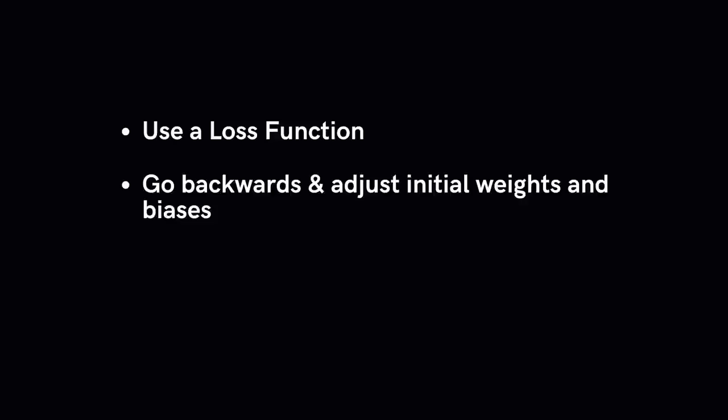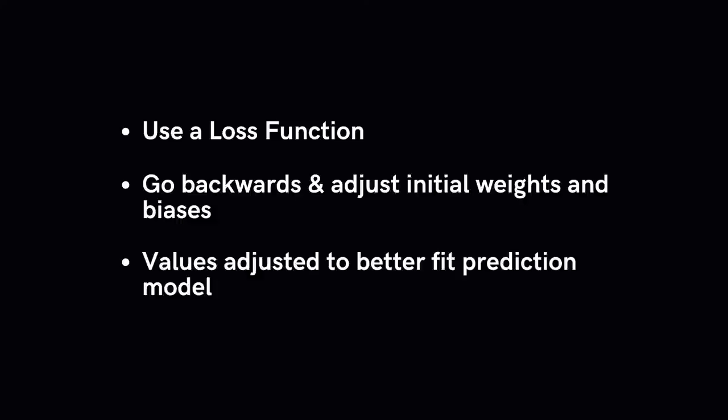So we use backpropagation. We're going to quantify the difference between the expected result and the predicted output using a loss function. In backpropagation, we're going to go backwards and adjust our initial weights and biases. Remember that during the initialization of the neural network, we chose completely random weights and biases? Well, during backpropagation, these values will be adjusted to better fit the prediction model. Okay, so that was one iteration through the first piece of the dataset.